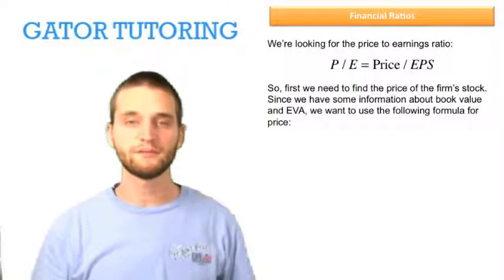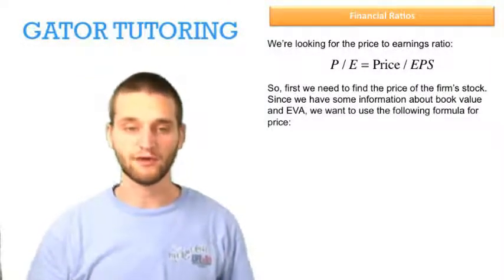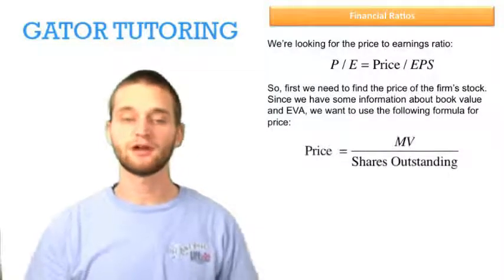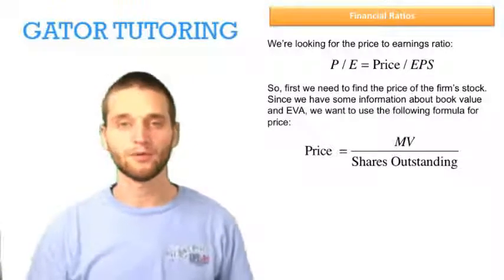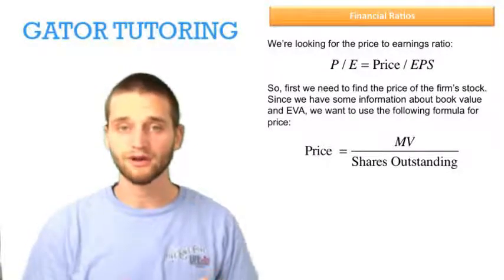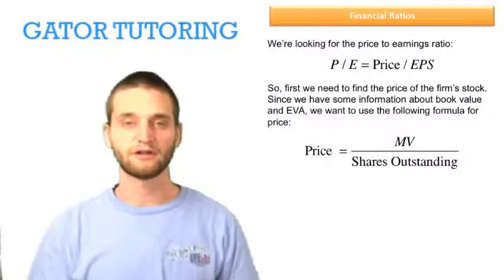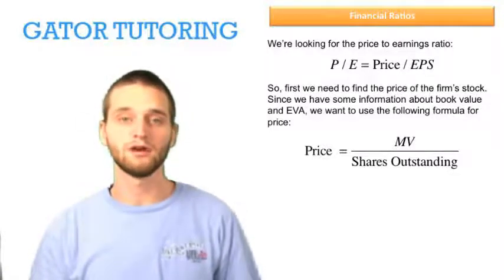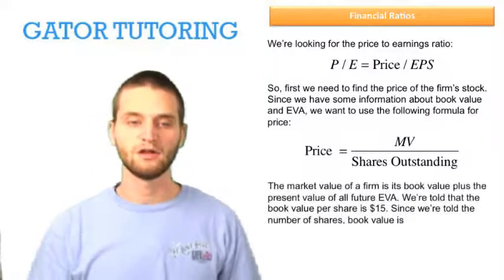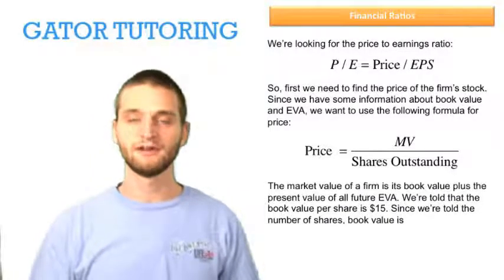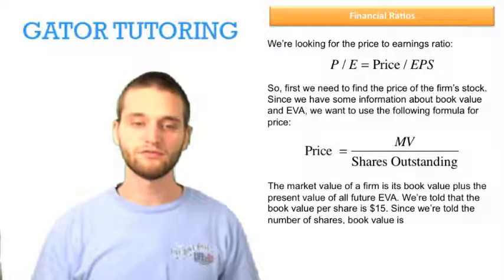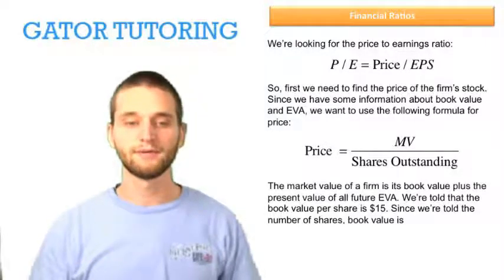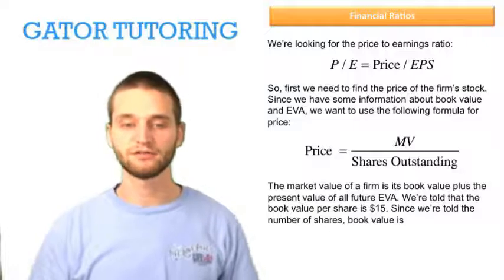Since we have some information about the book value and economic value added, we want to use the following formula for price. It says that the price of a share of stock equals the total market value of the firm, the market value of its equity, divided by the shares outstanding. This will give us the market value of the equity on a per share basis, which is exactly what a share of stock is. The market value of a firm is its book value plus the present value of all future economic value added. So we're told that the book value per share is $15.